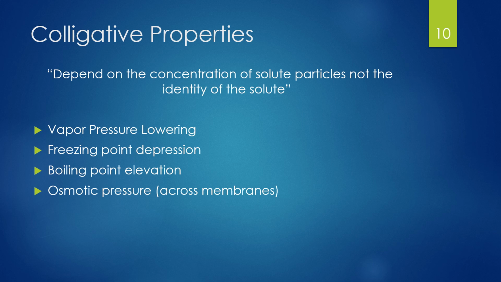It doesn't matter that one's sodium chloride and one is potassium iodide. So the identities themselves don't matter. What matters with colligative properties is the concentration. So sodium chloride, it doesn't matter that it's sodium chloride. What matters is the concentration of that sodium chloride solution. So the 4 colligative properties that we're going to look at are vapor pressure lowering, freezing point depression, boiling point elevation, and osmotic pressure.